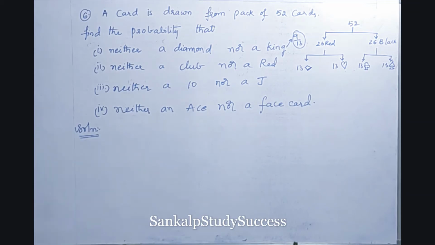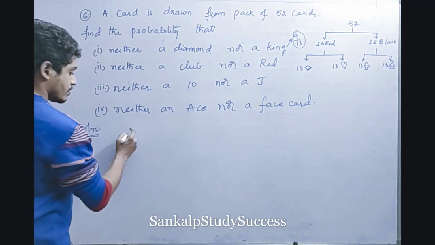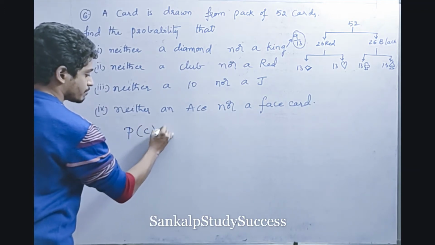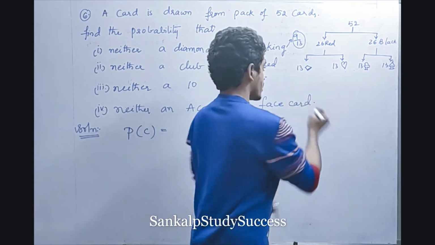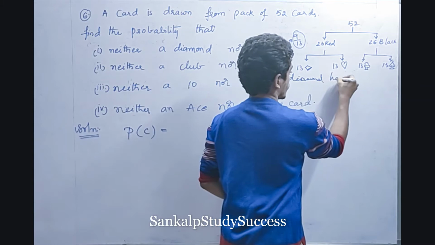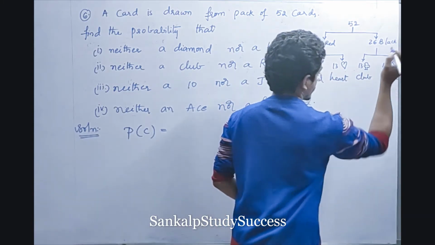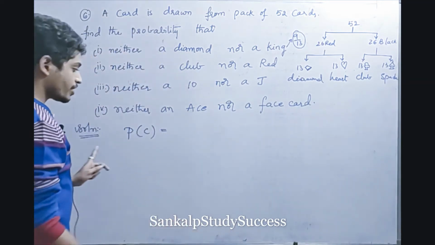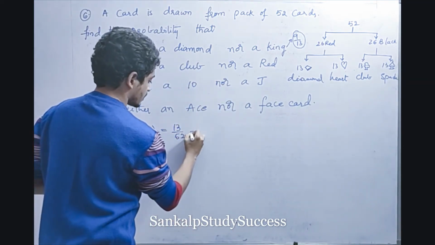So fine. Now look at the second one. Neither a club nor a red. Okay fine. First write the probabilities. Probability of club equals how many clubs are there? This is the club, right? This is diamond, this is heart, this is club, and this is spade. So what is the probability of club? There are 13 clubs out of 52. That's nothing but 1 by 4.